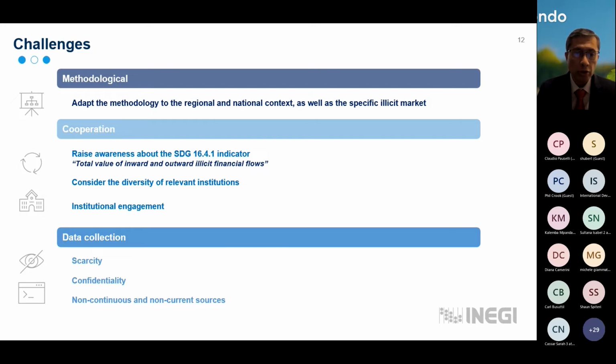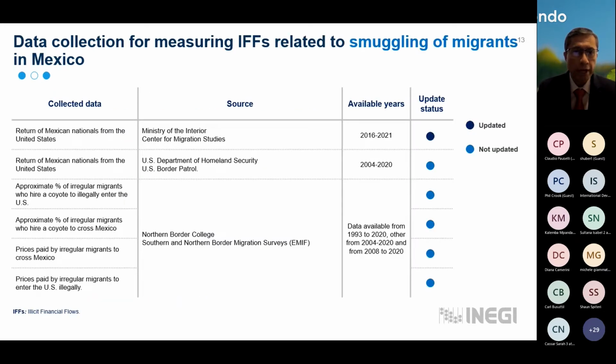are non-continuous and non-current. On this slide, what I want to highlight is the sources. Specifically for the smuggling of migrants in Mexico, the data used for the pilot includes the return of Mexican nationals from the United States. One source is from Mexico, from the Ministry of the Interior, and the other is from the U.S. Department of Homeland Security and the U.S. Border Patrol. And for the percentage of irregular migrants who hire a coyote or a smuggler to illegally enter the U.S. and to cross Mexico, and the prices paid by irregular migrants to cross Mexico and to enter the U.S. illegally, all those four were taken from a survey.